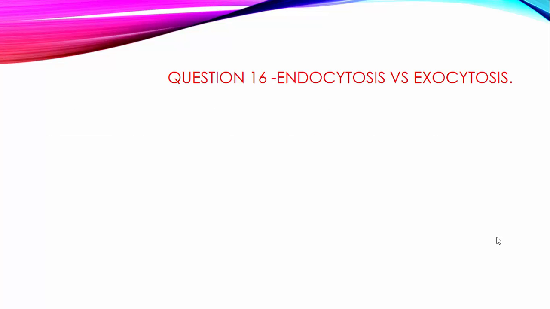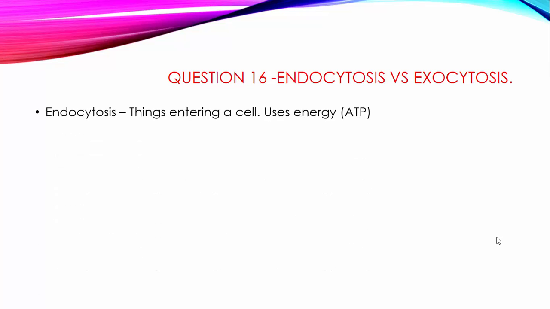And number 16, endocytosis versus exocytosis. You should immediately be thinking active transport, which means it requires energy. So endocytosis, endo, think in, going into the cell. It is things entering the cell, it uses energy. ATP is a fancy way of saying energy. Exocytosis, things exiting a cell, the exo, giving it away there, also uses energy.